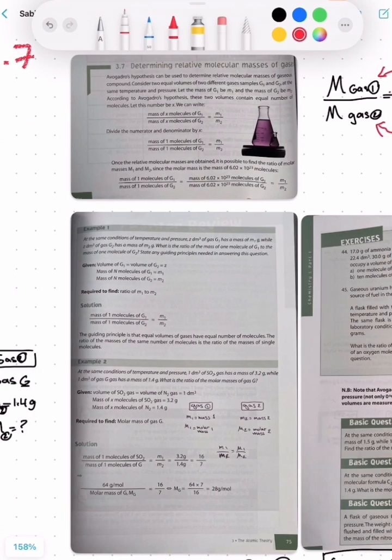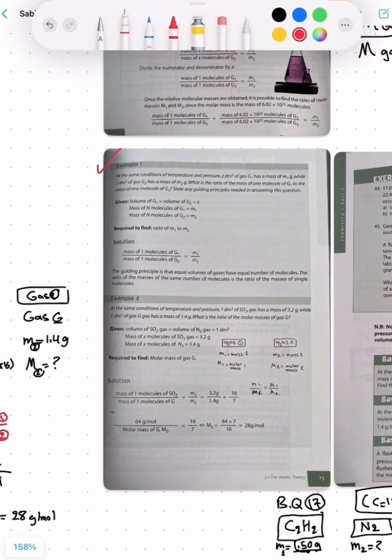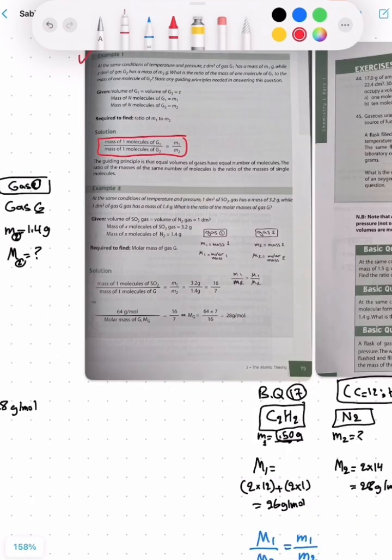Let's do some calculations. Example number 1 does not need a lot of thinking. It just needs you to assemble the relationship between them. So molar mass 1 over molar mass 2 is equal to mass 1 over mass 2. But let us go to example number 2. Look at the example. At the same conditions of temperature and pressure, whenever you see this, and both of them have the same volume, meaning you have this rule to follow.